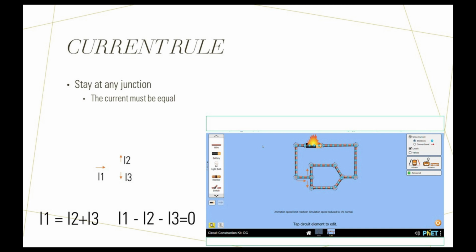We could also express all the current coming into the junction as a positive value and the current coming out from the junction as a negative value, in which case the total current has to be zero.